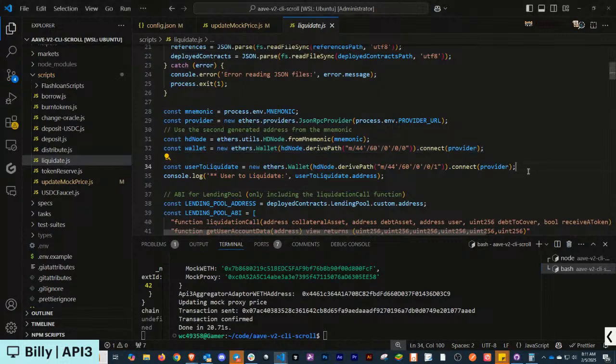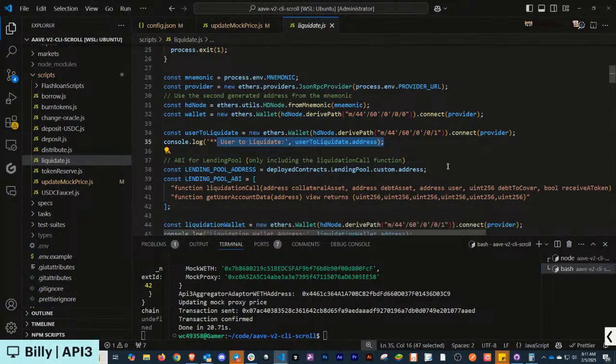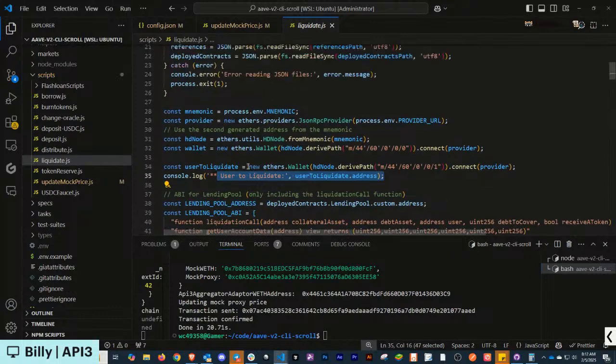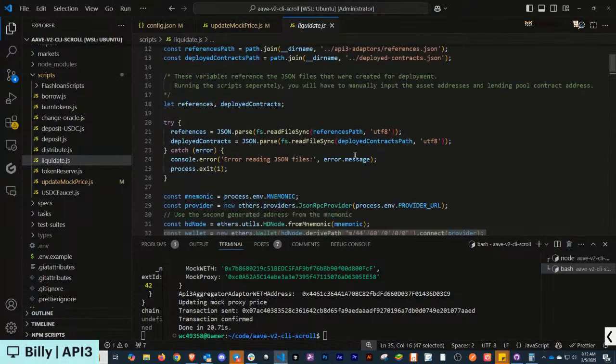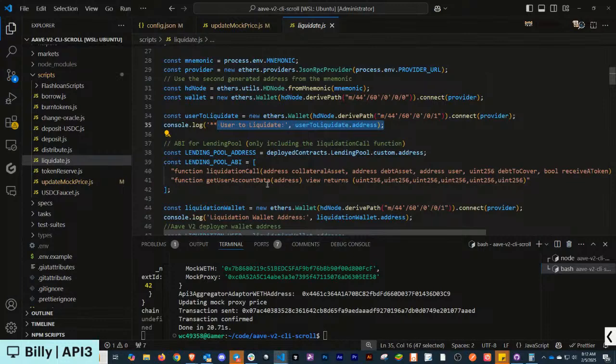And our person to liquidate is going to be our second wallet, which is basically the second generation of our wallet. So we know that this is going to be our user to liquidate. And then we have to build up our lending pool address, which we know we pulled from this directory. We're pulling our liquidation lending pool address. I'm manually putting the ABI so you can see exactly which functions I'm calling. I'm getting the user account data to check their health position. And I'm doing the liquidation call, which is the one function that this whole workshop is about, literally one function.